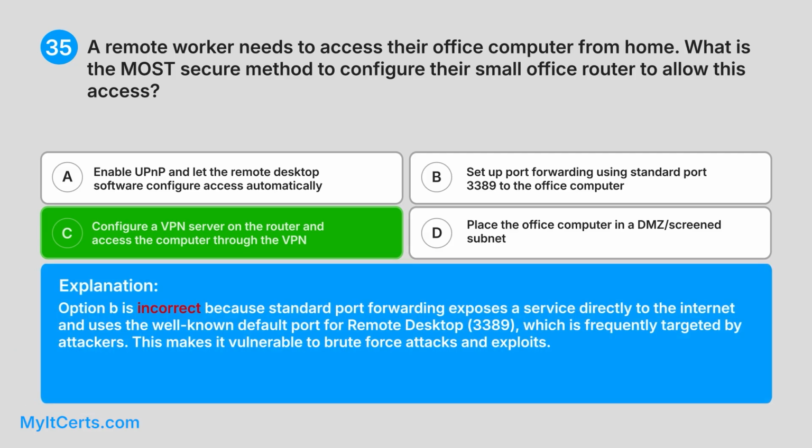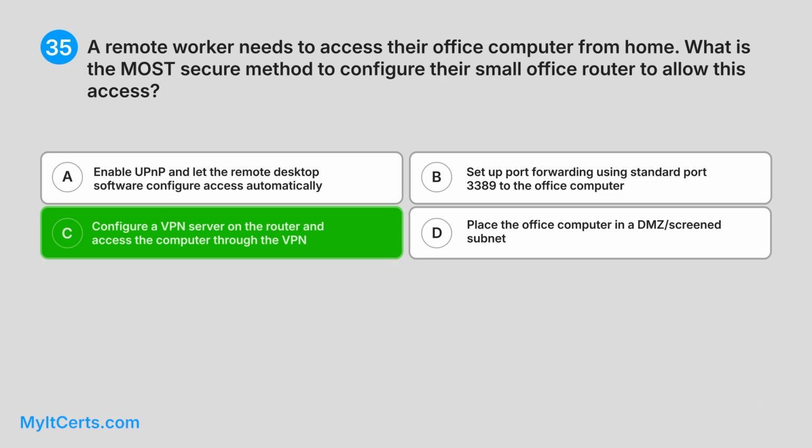Option B. Set up port forwarding using standard port 3389 to the office computer is incorrect because standard port forwarding exposes a service directly to the internet and uses the well-known default port for remote desktop, 3389, which is frequently targeted by attackers. This makes it vulnerable to brute force attacks and exploits.